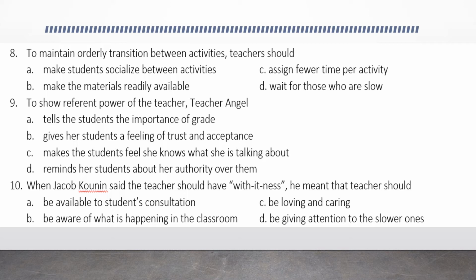Number 10, when Jacob Conin said the teacher should have wittedness, he meant that the teacher should. Actually, wittedness means having an eye at the back of the head. Even if the teacher is not facing the students because she is writing on the blackboard, dapat kahibaw siya what happens behind him or behind her. Dapat kahibaw siya nga unsay natabo, kinsay nag-misbehave ba sila, nagkiyat ba sila. That is called wittedness. So asa man diha? Letter B. Be aware of what is happening in the classroom.